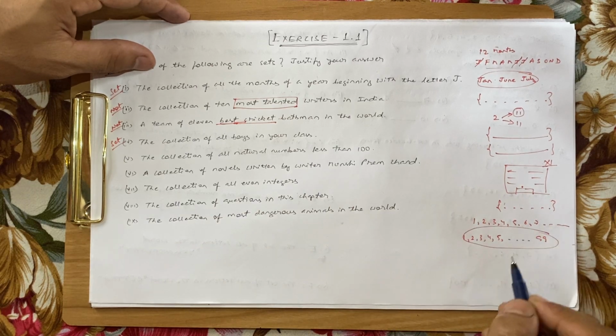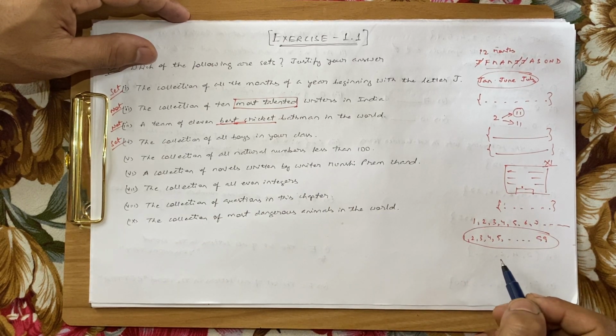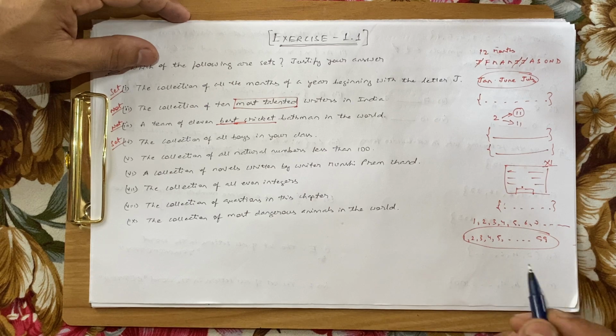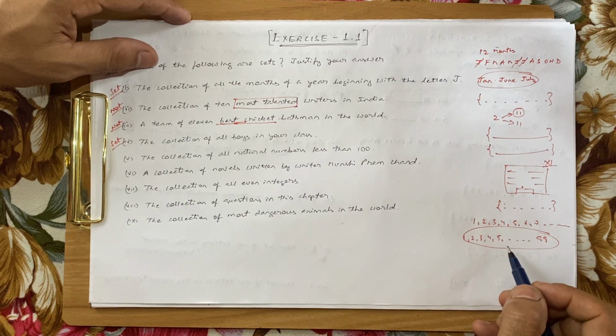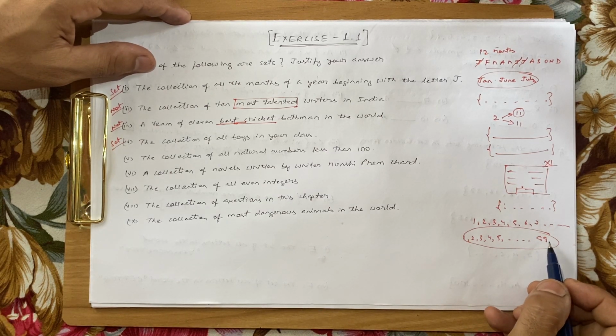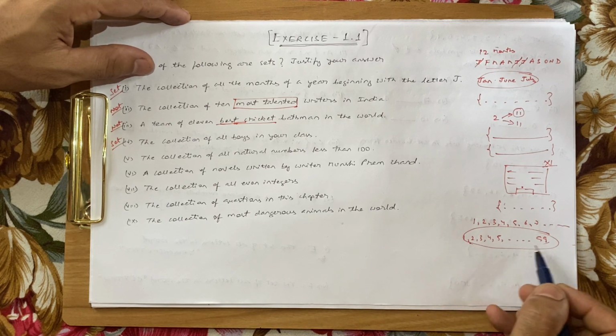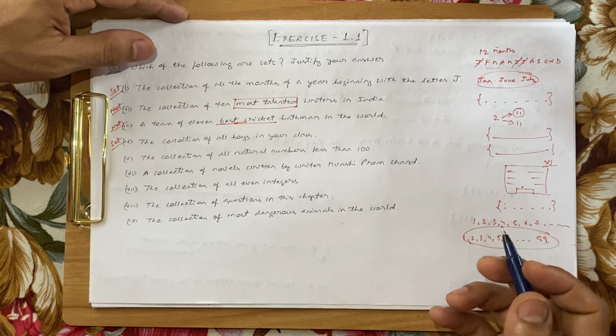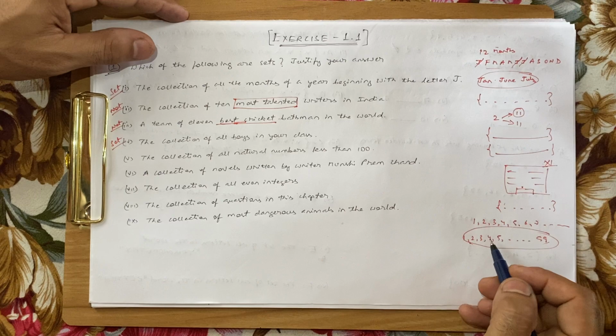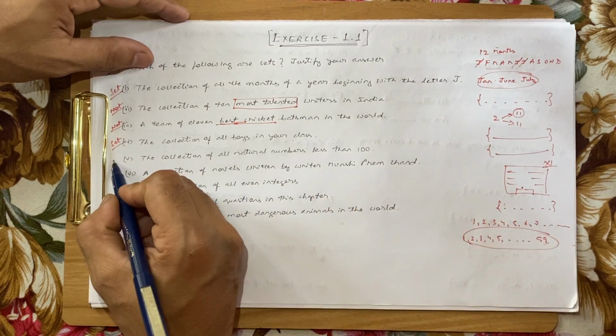This is a collection of what? Numbers, 99 numbers, which is what? Properly defined. Whenever someone says natural numbers less than 100, it will be this only. If you ask the same question to your friend, same answer. Ask it to someone else, you'll get the same answer. So there is no contradiction. So this is a set.